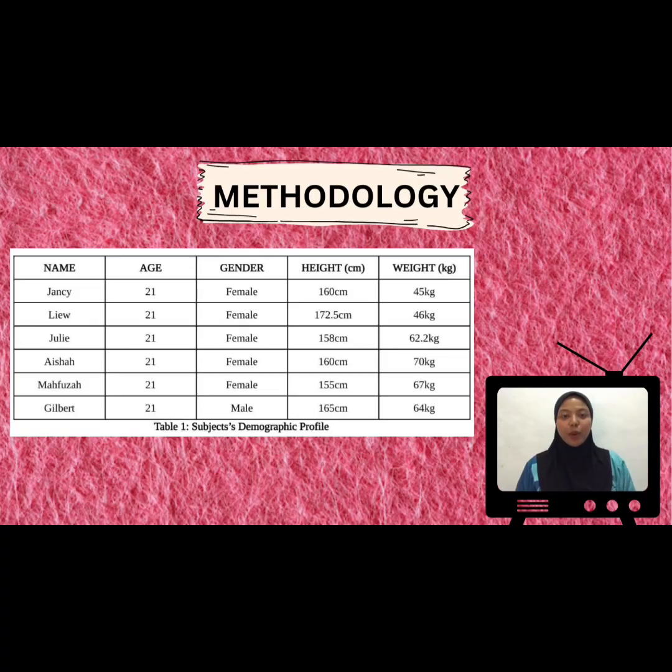I'm Aisha and I'm going to talk about methodology. I'm going to start with the subjects' demographic profile. In this study, 6 degree students in semester 3 from UPSI were involved. They are from the Faculty of Sports Science and Coaching, Sports Rehabilitation. The demographic profile shows that all subjects are the same age, and only 1 male subject participated. For height and weight, subjects are between 150 cm to 180 cm and 40 kg to 80 kg.